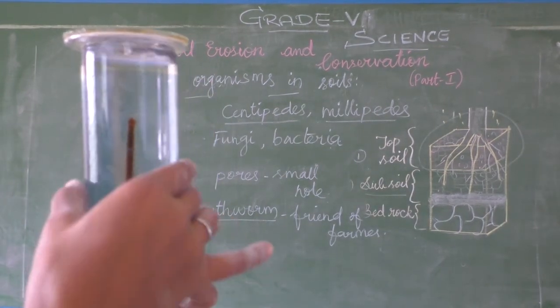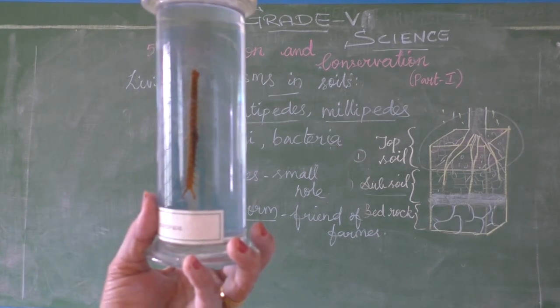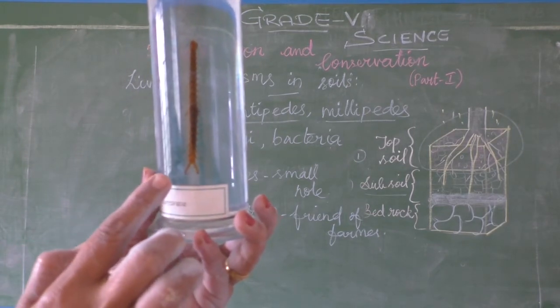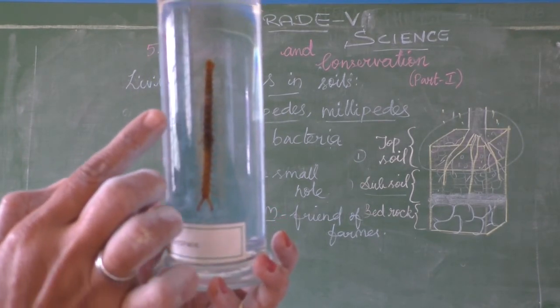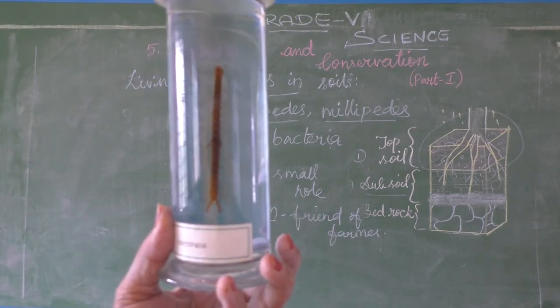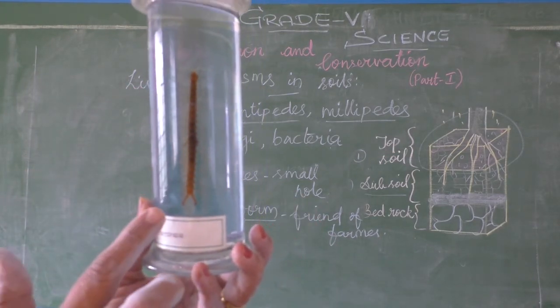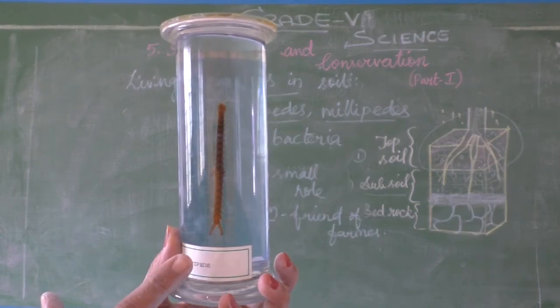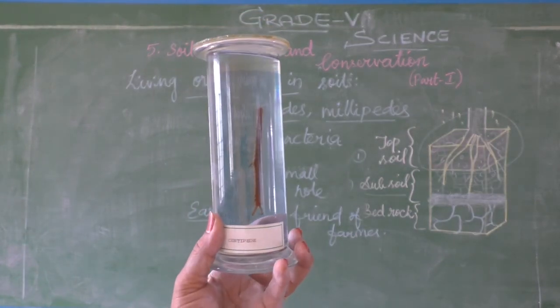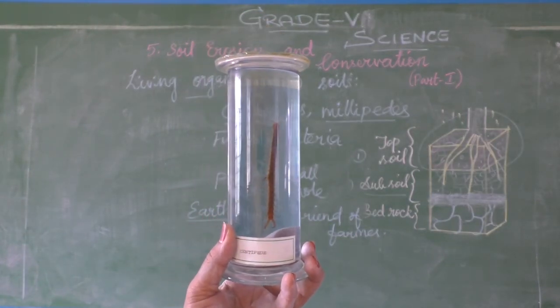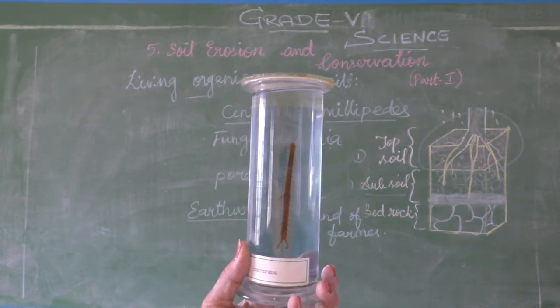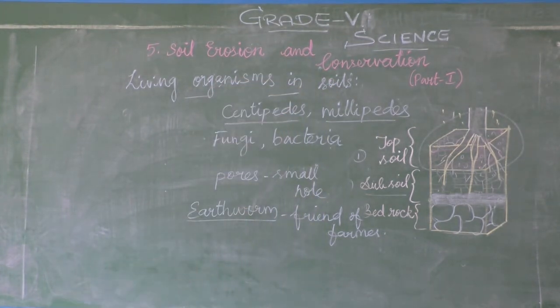See, this is the centipede. Can you see the legs? So many legs are there with some gap. And this is called centipede. In Tamil it is called as puran. They say puran, it runs very fast in the soil. So these and all live in soil.